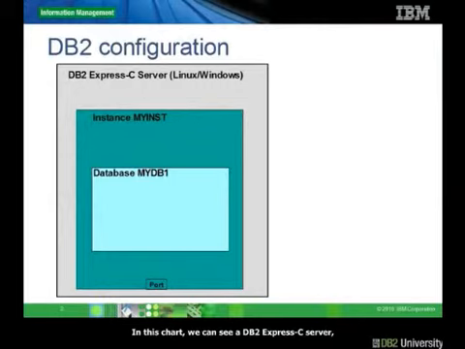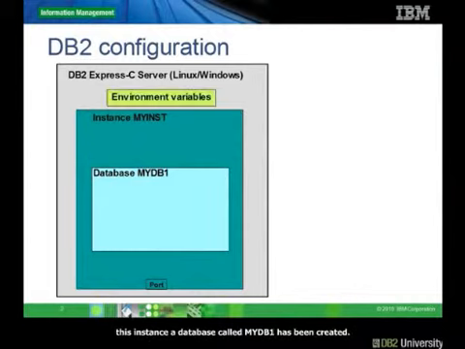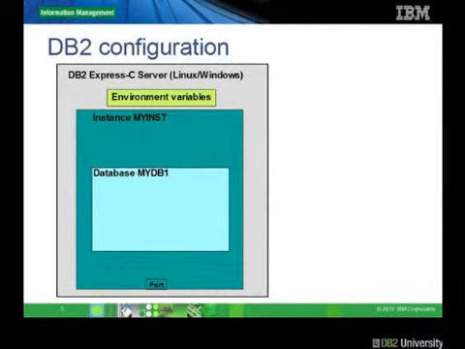In this chart, we can see a DB2 Express C server. It can be installed on either Linux or Windows, and this server has an instance called myinst, and within this instance a database called mydb1 has been created. Now, the first level of configuration is at the operating system.